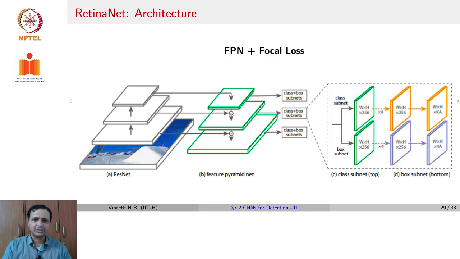The RetinaNet architecture otherwise uses an FPN, the feature pyramid network that we spoke about, along with the focal loss, where you can see here the first part of it is the feature pyramid network itself. Then for each of these scales, you have a classification subnetwork and a bounding box regression subnetwork. And the classification subnetwork uses the focal loss to learn.